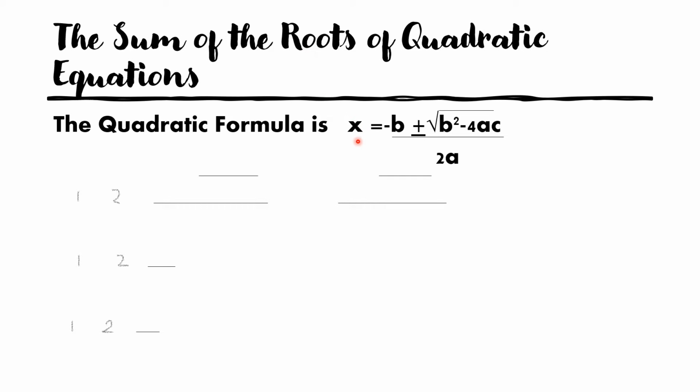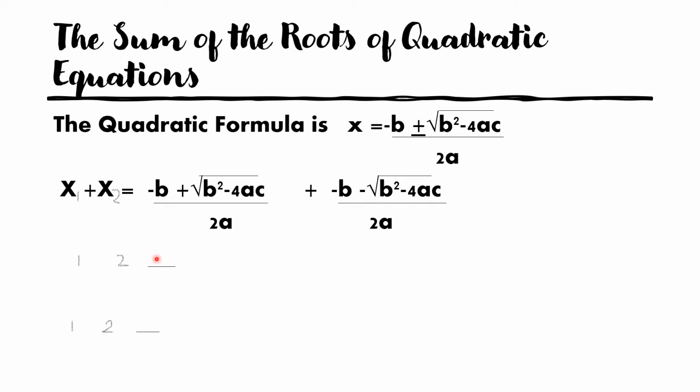Roots, ibig sabihin, yun yung solution natin, yun yung mga values ng x. Now, let's name the first root as x sub 1 and the second root as x sub 2. So ngayon, i-derive natin yung formula, kukunin natin yung formula sa pagkuha ng sum of the roots. Pag nakuha na natin yung formula na yun, yun ang gagamitin nyo ngayon sa pagsosolve.